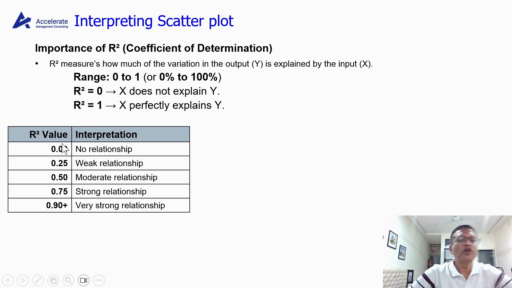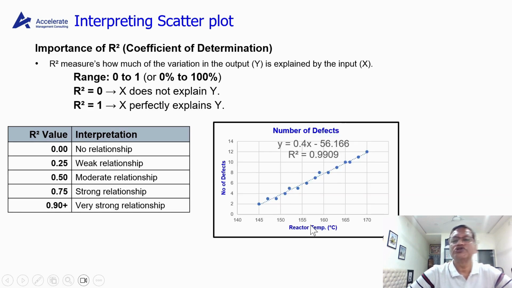So as a thumb rule, when you have an R square value of 0, then there is no correlation. Between 0.25 to 0.5, you can say there is a weak relationship. 0.5 to 0.75, it's a moderate relationship. 0.75 to 0.9, it's a strong relationship. And 0.9 and above, it's a very, very strong relationship. In our case, R square is 0.99, which talks about a very, very strong relationship between these two variables.